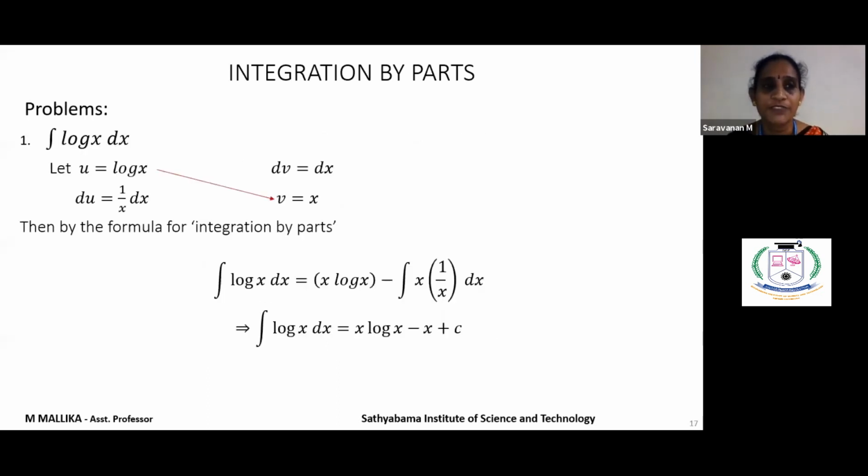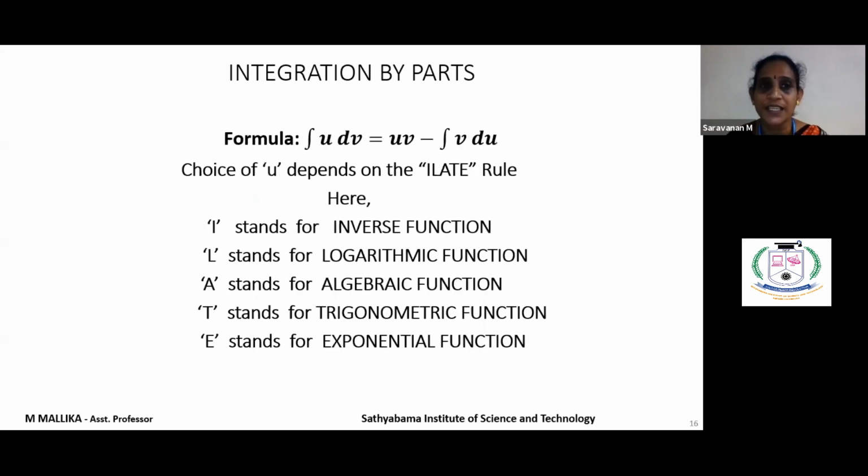So look at this problem. First problem is find integral log x dx. Integral log x as such does not have any direct formula. It also cannot be done by any substitution method or by partial fractions. So I'm going to solve this with the help of integration by parts. What is the formula of integration by parts? Once again, it is integral u dv. So your integral should be of the form integral u dv.